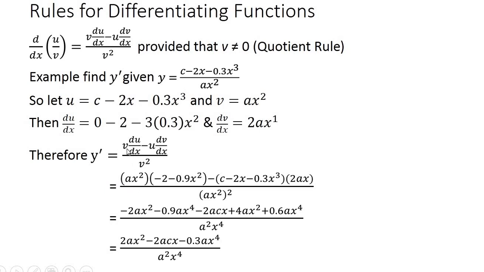For v, we substitute ax squared, and for du dx, we substitute minus 2 minus 0.9x squared. For u, we substitute u, and for dv dx, we substitute 2ax, everything over v squared, and we know that v squared is equal to ax squared. Then we simplify this, and this is what we'll get.